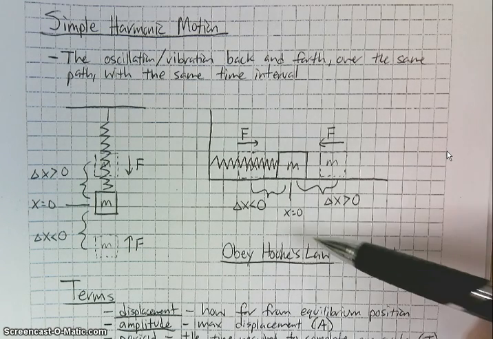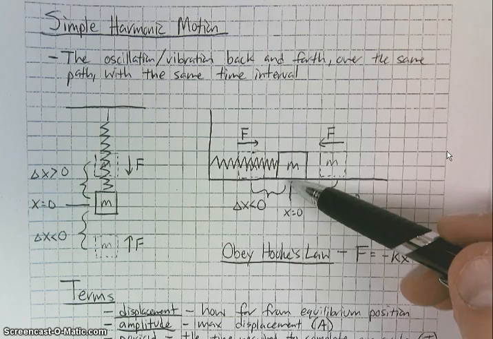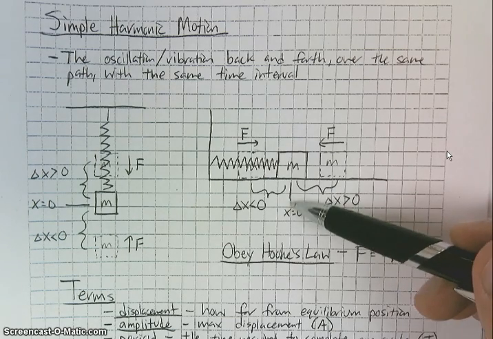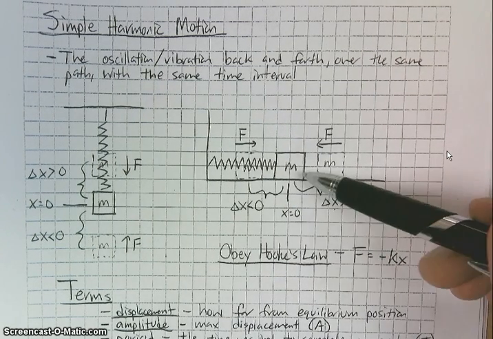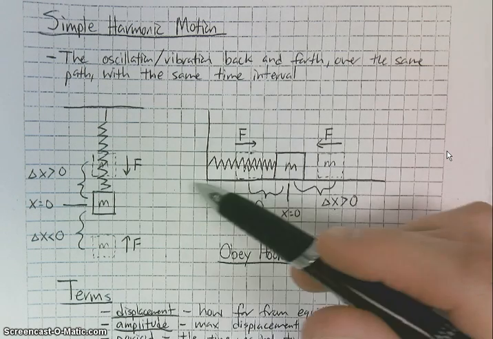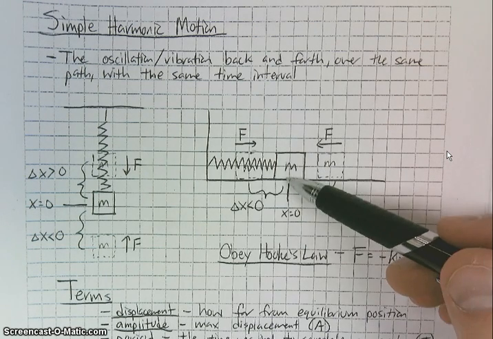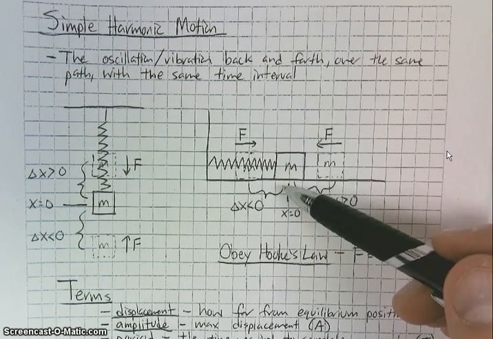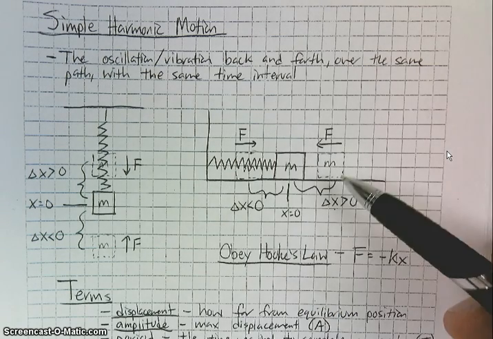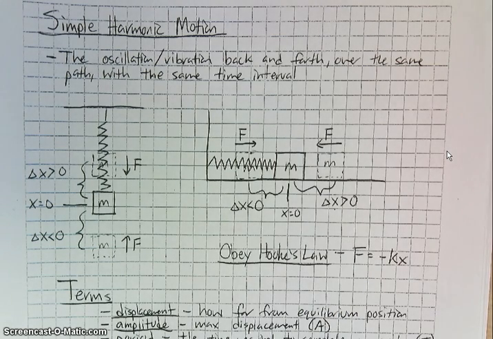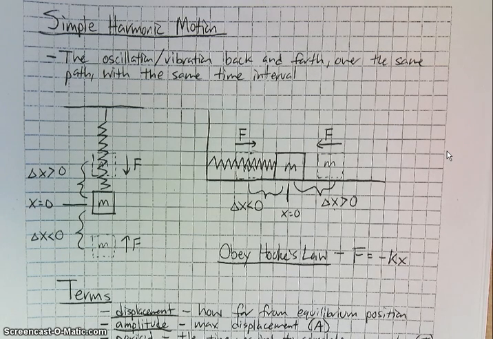You can apply the same type of rules. Here is where your equilibrium is. Here you have a displacement that is greater than 0 as you stretch it. You can kind of think of this as a timeline. If this is x, then everything over here is positive, everything over here is negative. So the pictures look the same, it's just that one is horizontal and one is vertical.